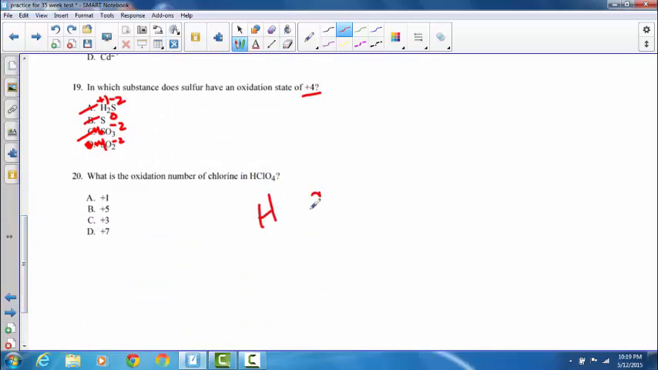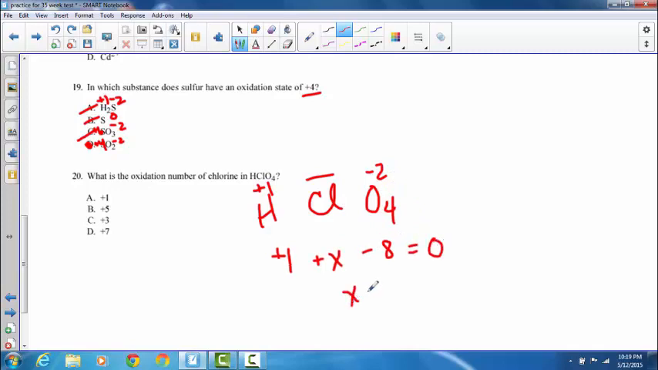Number 20, what is the oxidation number of chlorine? So I like to write these ones out. HClO4. O is a -2, Cl is what I'm looking for, and H is a +1. You can set up a little algebra problem. +1 plus X, I only have one chlorine, so 1X, -8. 4 -2's give me a -8 equals 0. So then I would say X minus 7 equals 0 and X equals 7. So 7 is my answer choice.